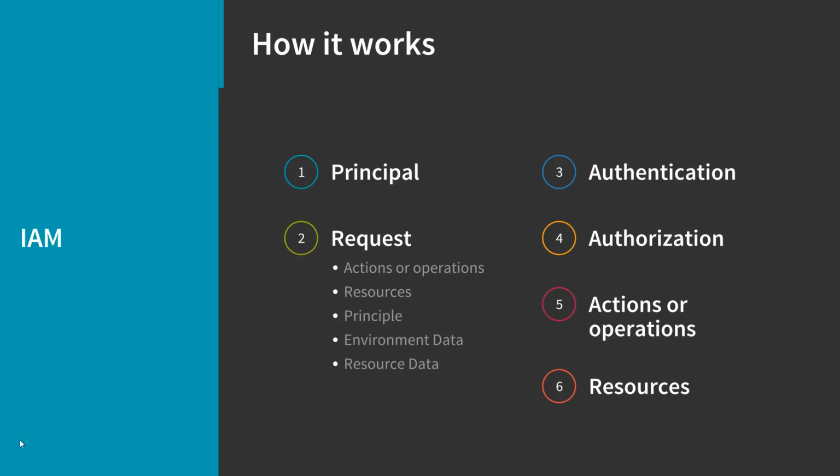The next piece of IAM infrastructure is actions or operations. And once again, these are what gets sent along in the request, and they are the action or operation that the principal wants to perform. And finally, once again, there are the resources, or the resources that the principal wants to perform the actions or operations on.